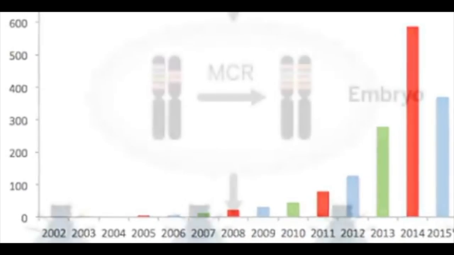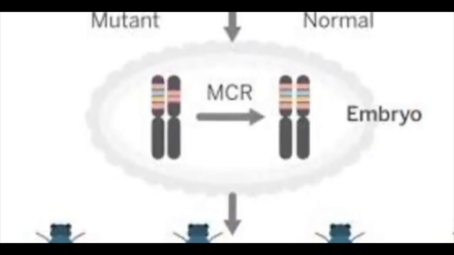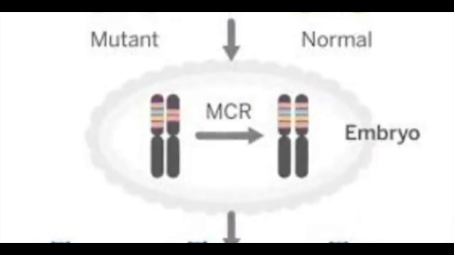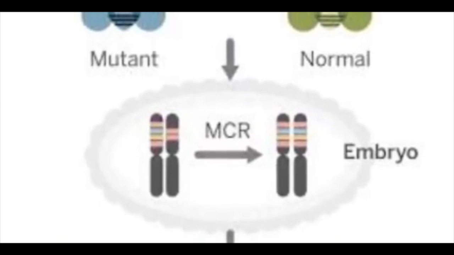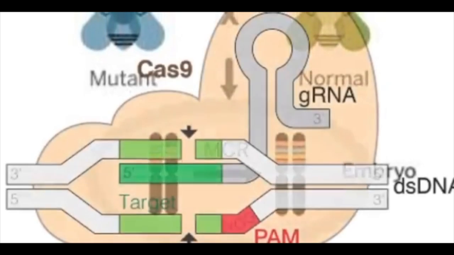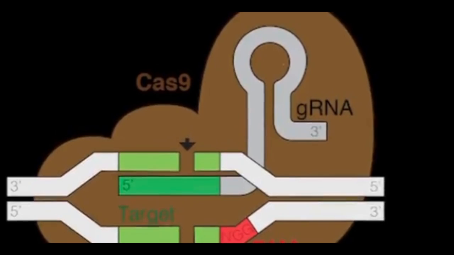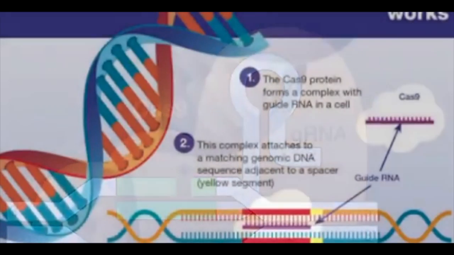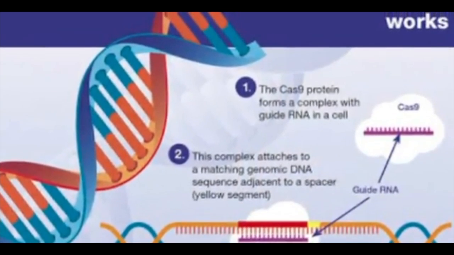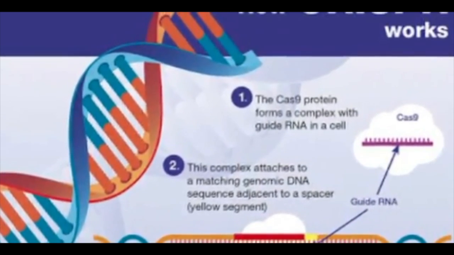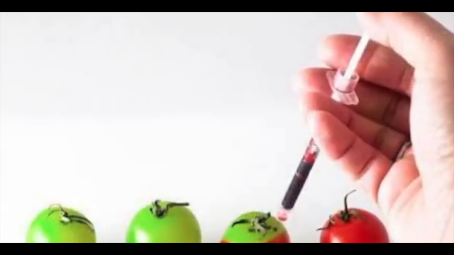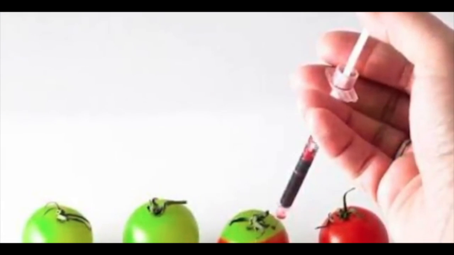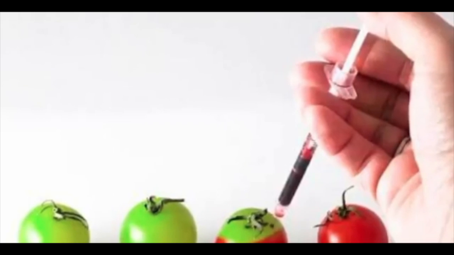CRISPR-Cas9 was adapted from a naturally occurring genome editing system in bacteria. The bacteria capture snippets of DNA from invading viruses and use them to create DNA segments known as CRISPR arrays. The CRISPR arrays allow the bacteria to remember the viruses. If the viruses attack again, the bacteria produce RNA segments from the CRISPR arrays to target the viruses' DNA. The bacteria then use Cas9 or a similar enzyme to cut the DNA apart, which then disables the virus.